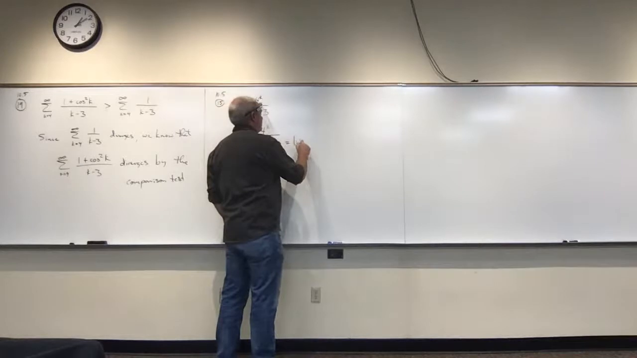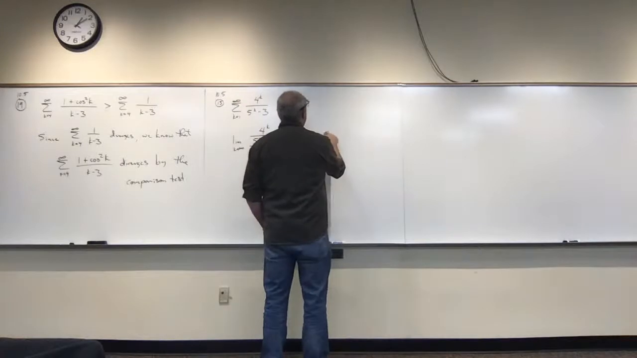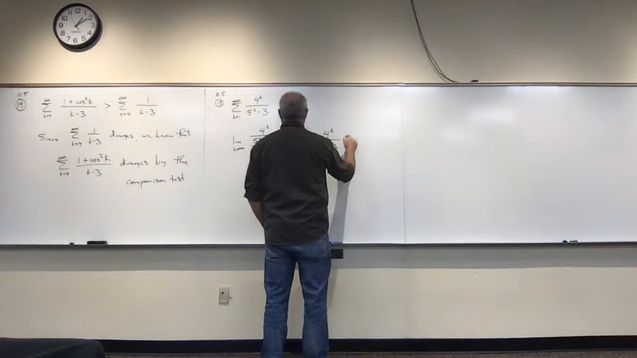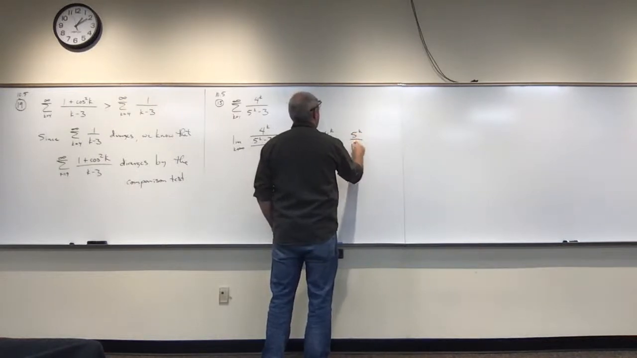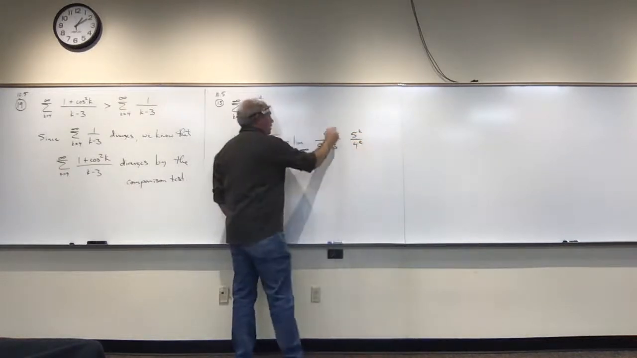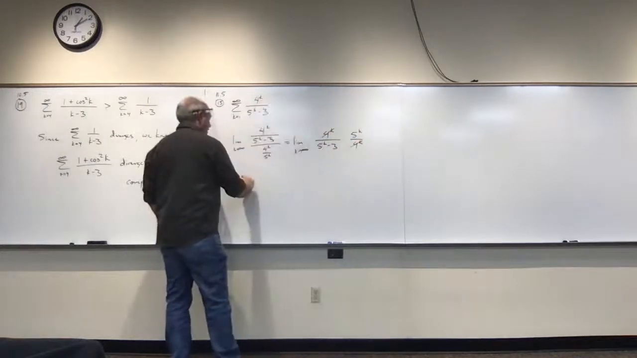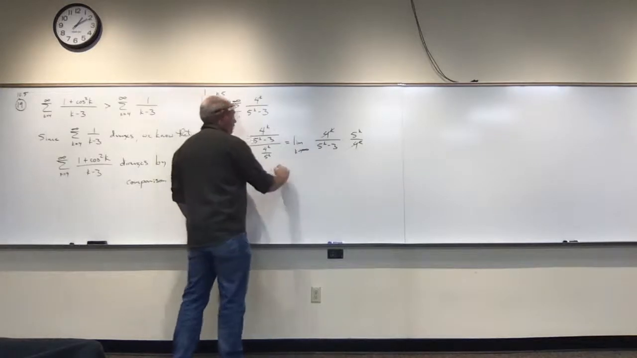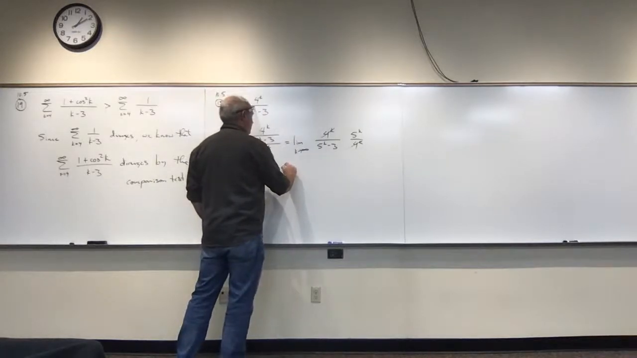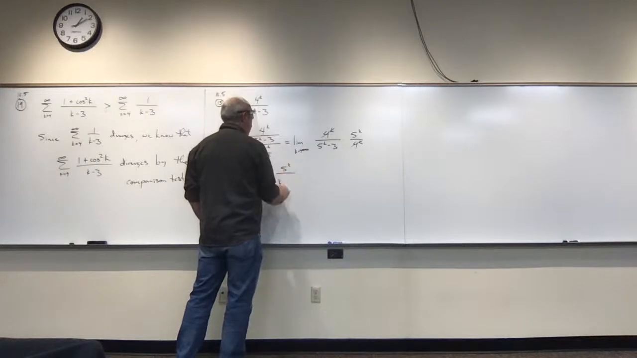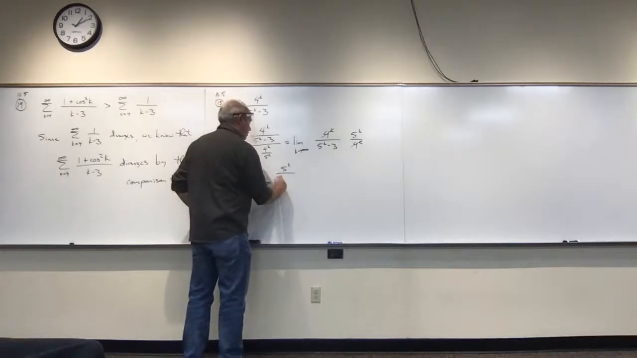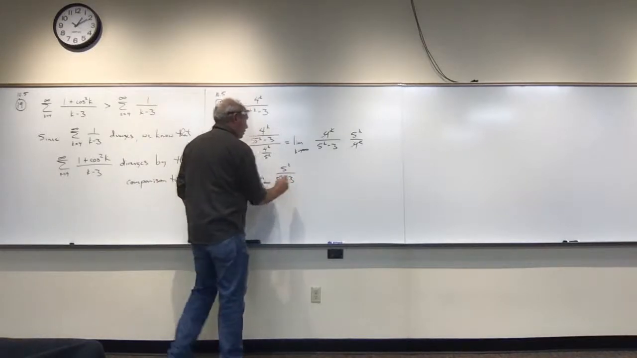We get the limit as k goes to infinity of 4 to the k over 5 to the k minus 3, times 5 to the k over 4 to the k. All right, so the 4 to the k's cancel, and we get the limit as k goes to infinity of 5 to the k on top over 5 to the k minus 3.